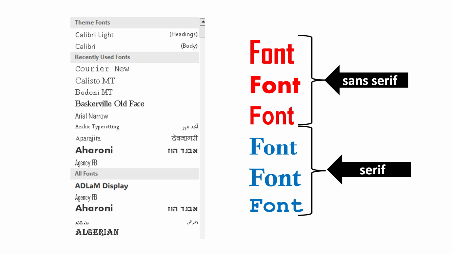And on the right, we have the same word font, written 6 times in different fonts. The first 3, which you find in red color, are sans serif, and the last 3, which you find in blue color, are serif. The top 3 are sans serif. They are different fonts, but all are sans serif category. And the last 3, they are also different fonts, but serif category. If you still don't understand, we will look into it deeper and see what is serif and what is sans serif.